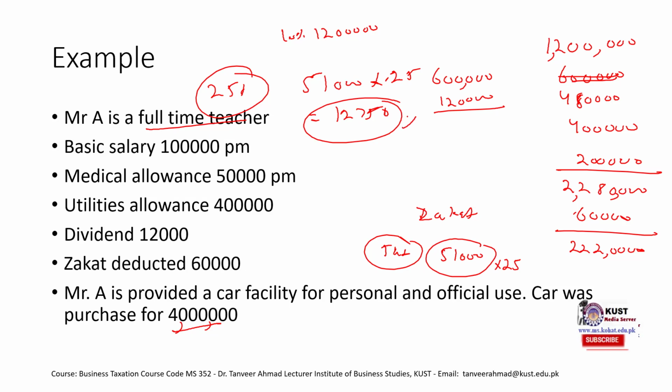So this 12,750 is relaxed, because this person is a full-time teacher. So he would have to pay 51,000 minus 12,750. So the total tax he would have to pay is 38,250. Okay, that's it for now, and in next lecture we are going to discuss some other reliefs that are provided.